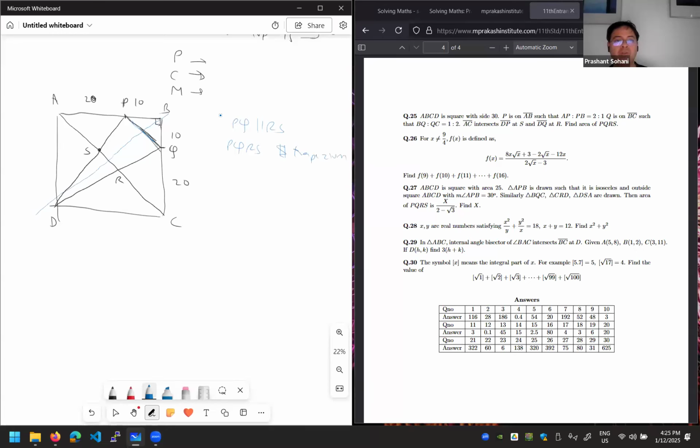So I just need to find the opposite sides and the height. If I find these three quantities, the value of PQ, RS, and the height, then that will give me the answer. So let us see. Out of that, PQ is very simple because it is a 45, 45, 90 triangle. So PQ is just 10 times √2. Correct. Let us come to RS.